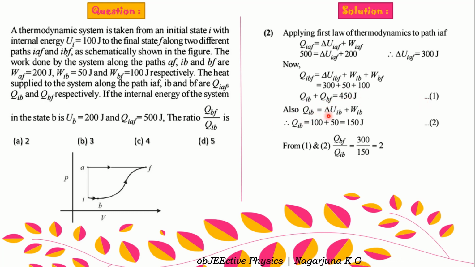Also, QIB is equal to delta UIB plus WIB. Therefore, QIB is equal to 100 plus 50, that is equal to 150 joules, equation 2. From 1 and 2, QBF by QIB is equal to 300 by 150, that is equal to 2. Option A is the right option.